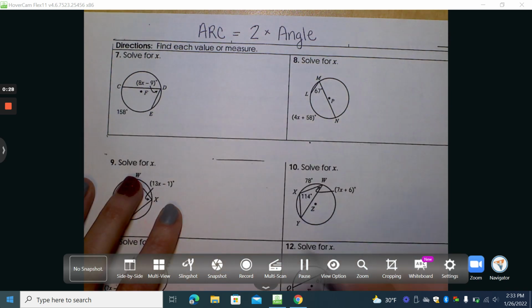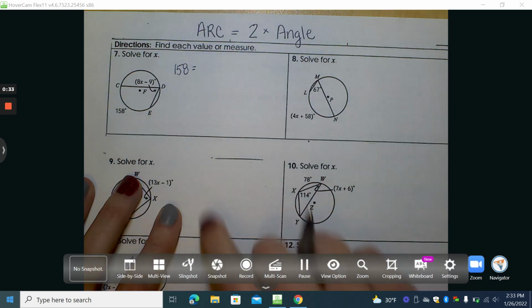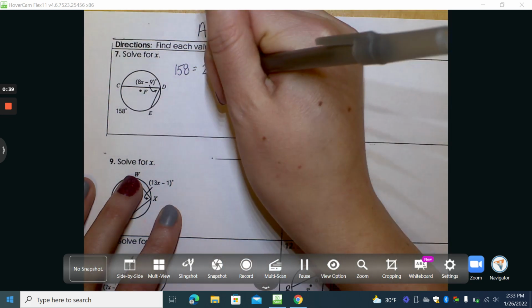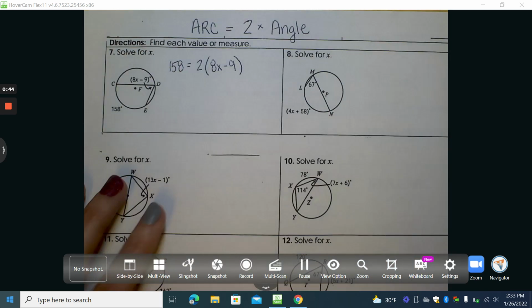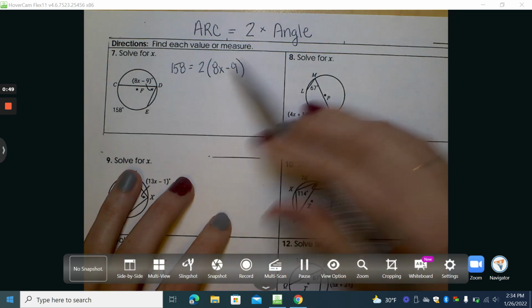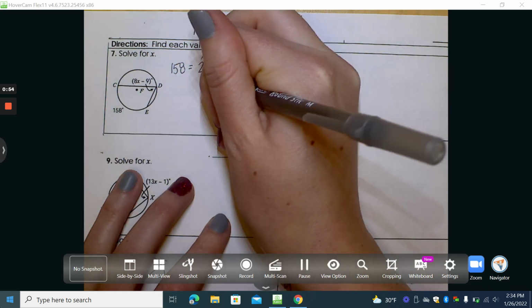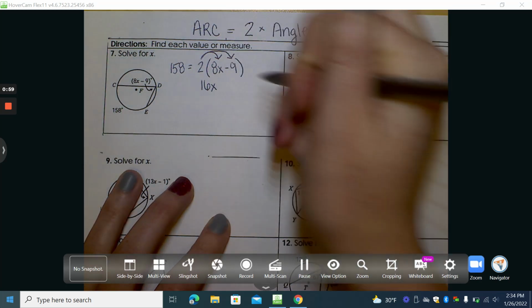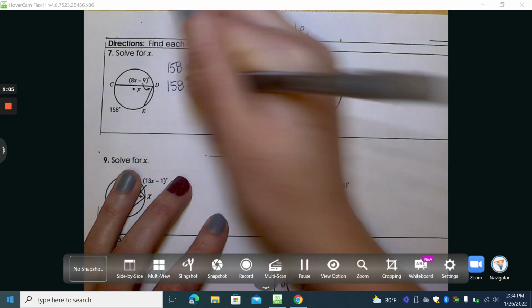So the way I'm going to set up this equation is I'm going to have my arc is 158 degrees, and it is equal to 2 times whatever is inside that inscribed angle. 2 times 8x minus 9. And we're going to do something called distributing in order to solve this, but this is the equation that we're going to solve for x. So distributing, I'm going to multiply 2 times 8x, which is 16x, and 2 times negative 9, which is negative 18. And I'll bring down that 158.